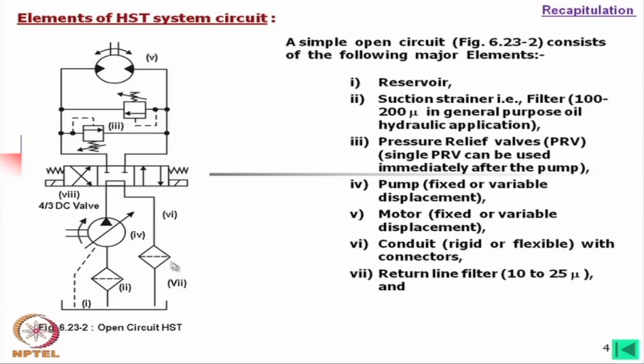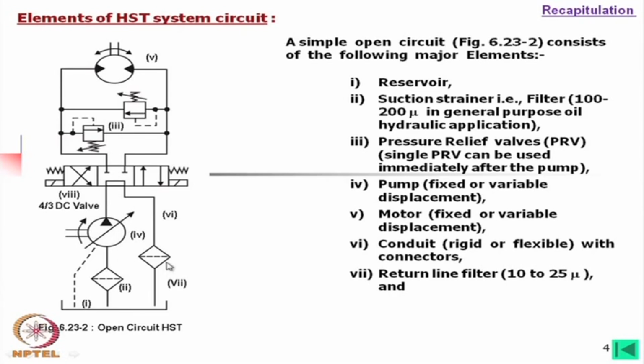Then return line filter, this is usually 10 to 25 micron. Now, why it is like that? Actually this strainer, practically it is not required. Only thing, due to safety reason we put it there. That means, if there is any big particle that is being filtered, that should be filtered, otherwise pump will be damaged. But actual filtration is done in the return lines, because why in the return lines?